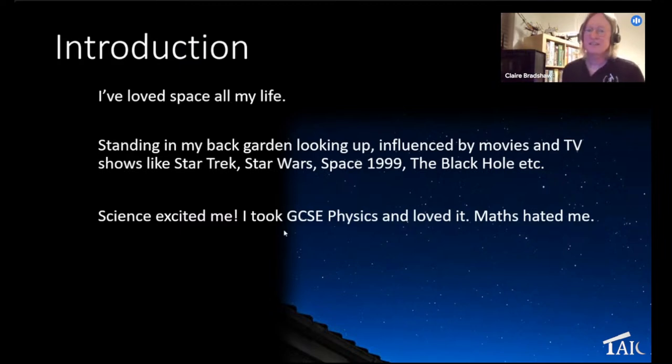Science excites me. It's always excited me. I took what in the UK is GCSE physics, which I don't know what level that is at the same US level, but it is way before university. So it was a basic sort of physics. I loved it, but maths hated me. It really did, but that didn't seem to matter at that sort of level.